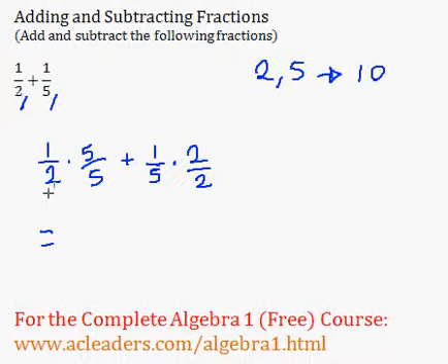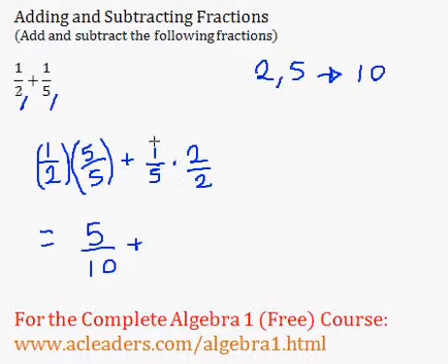So anyways, half times 5 over 5. Whenever we multiply fractions, we multiply top by top, bottom by bottom, or the numerators together over the denominators together. So 1 times 5 is 5, 2 times 5 is 10. So half is equivalent to 5 over 10 anyways.